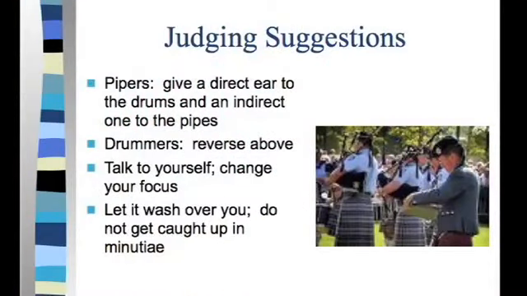All right, these are some of Bob's judging suggestions. If you're a piper, primarily a piper who is judging ensemble, you might want to give a direct ear to the drums and an indirect one to the pipes. Since you have a natural proclivity to hear the nuances of the pipes, it may be better for you to have a direct ear on the drum corps and be paying close, conscious attention to what's going on there. And drummers, just the reverse of that. If you're primarily a drummer, you might want to try listening to the pipe corps more directly, and you will probably hear the drum corps coming through.